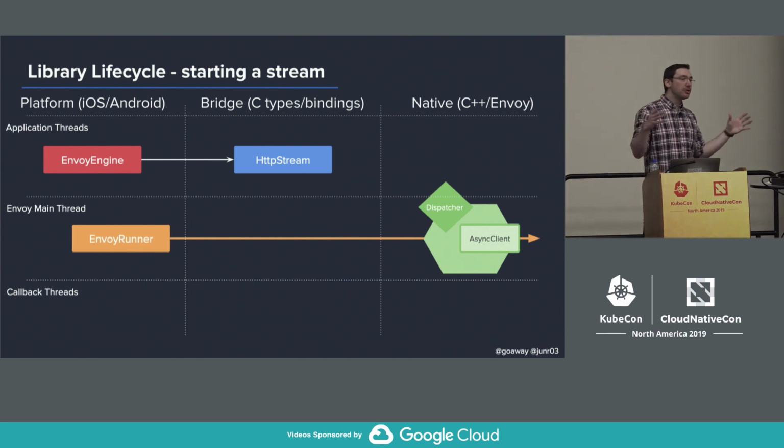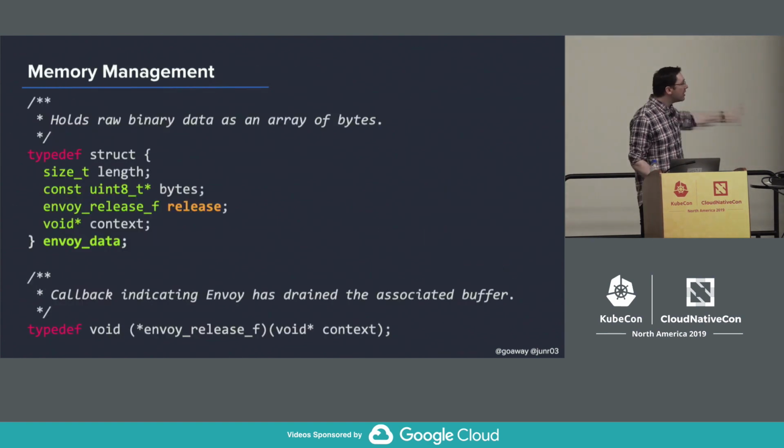This is an elegant pattern which we've been able to extend and actually avoids a lot of complexity in passing this memory. Notably, it also avoids us needing to copy buffers unnecessarily. We can use the same memory that was passed to us from the platform and pass it all the way down to the socket that's being written in Envoy. Here you can actually see, just briefly, what that struct looks like at the bridge layer, including the callback that Envoy uses to release that memory in a form where it's entirely agnostic of the platform.